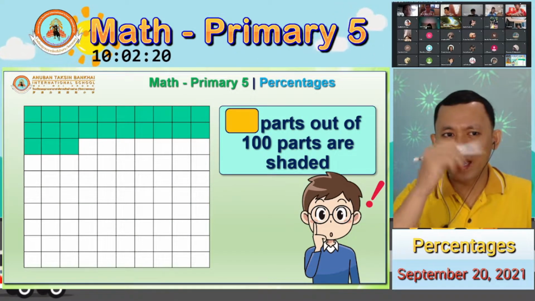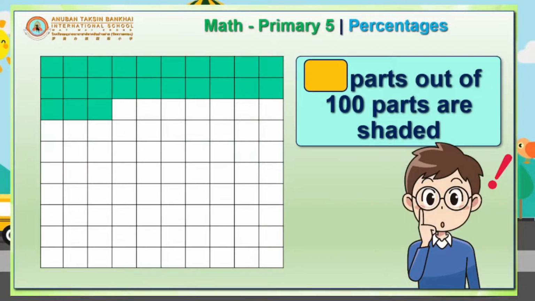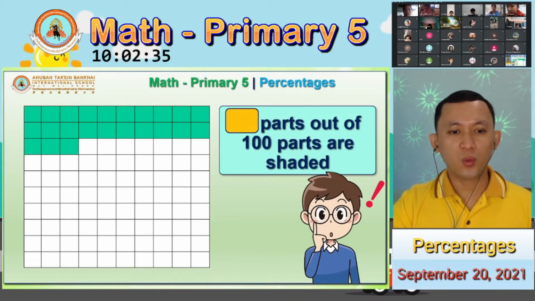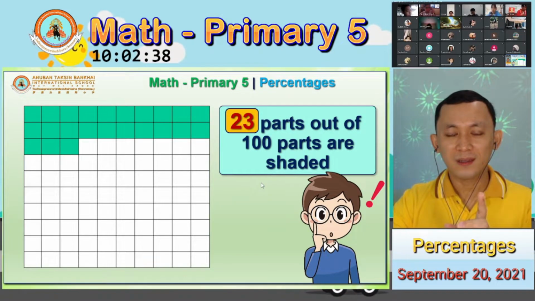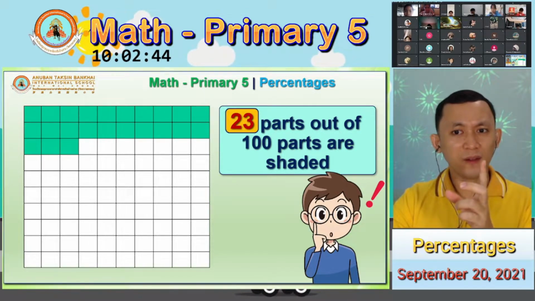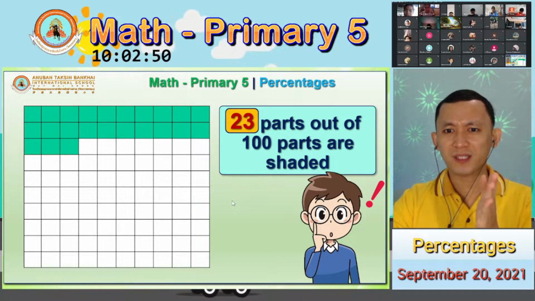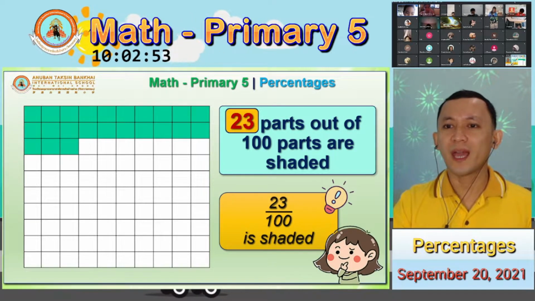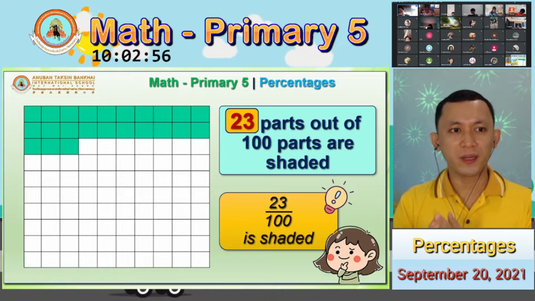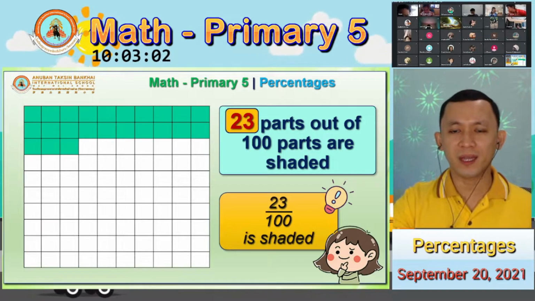How many parts are shaded? Who can tell me how many parts are shaded? 23. You count. How many parts? 23. Okay, very good. So we have 23 parts out of 100 parts shaded. So if we are going to write this into fraction, what's this in fraction? 23 over 100. Very good. So the figure has 23 over 100 shaded.